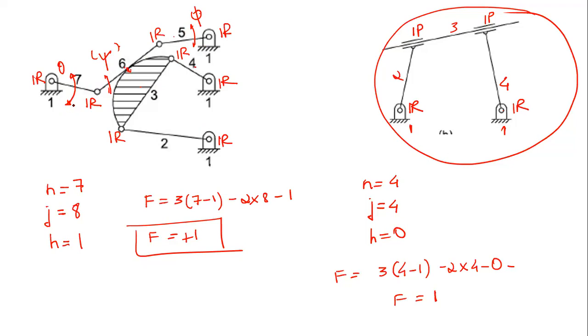So if this link moves through some angle theta, there will be a unique and distinct motion of this output link 5, right? So if you come to this one, I am already saying the degree of freedom of this mechanism is 0. I just want to know how you are going to interpret it physically.